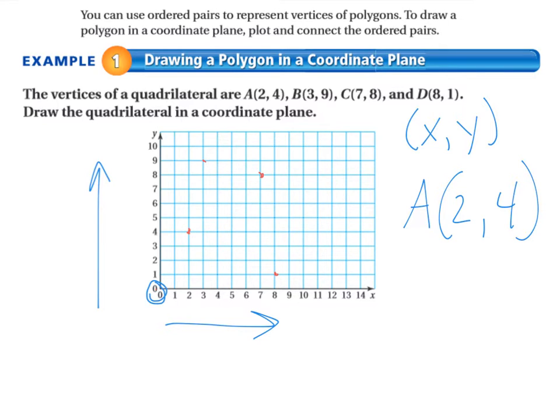And then draw the quadrilateral in the coordinate plane. I'm just going to connect those 4 lines. It's a quadrilateral. That means it has 4 sides. A quad, think of the quad that you ride. I know a lot of you have done that before. Quad means 4. Not the straightest lines there, but that is the quadrilateral.